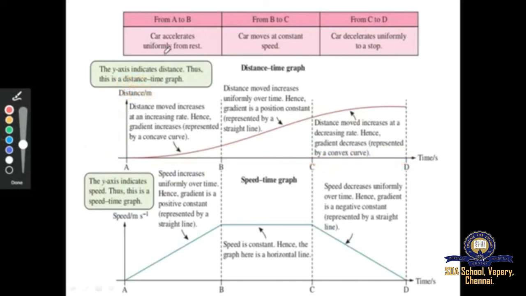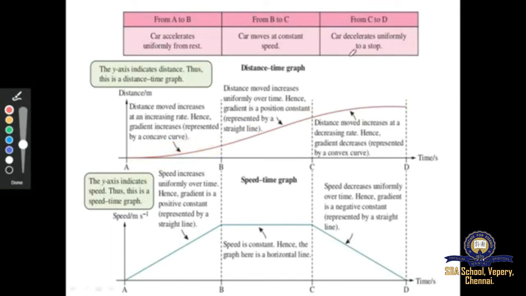So from A to B, car accelerates uniformly from rest. So distance moved increases at an increasing rate, hence gradient increases, represented by a concave curve. So from B to C, when you look here, car moves at constant speed. So distance moved increases uniformly over time, hence gradient is a positive constant represented by a straight line. It is represented by a straight line. Here it is represented by a concave curve.